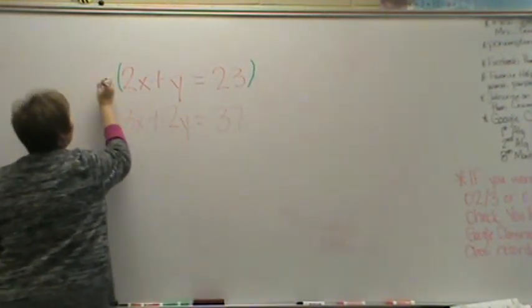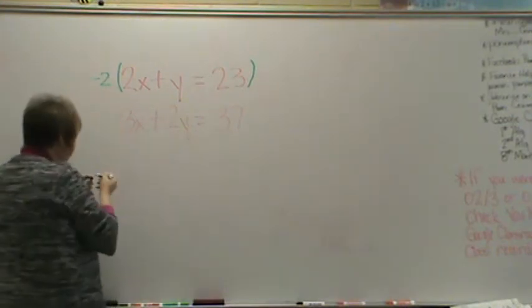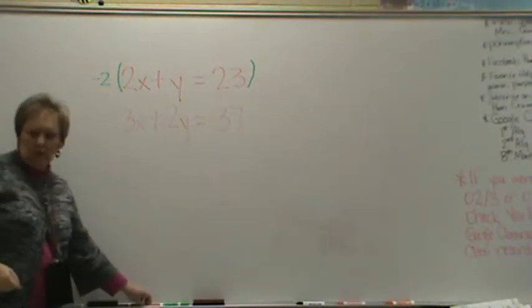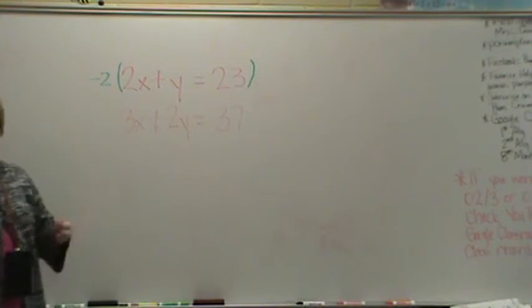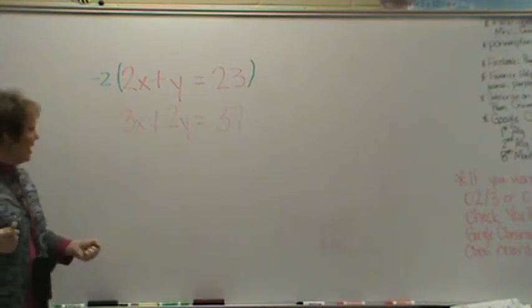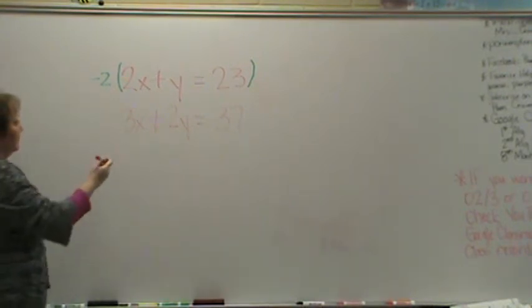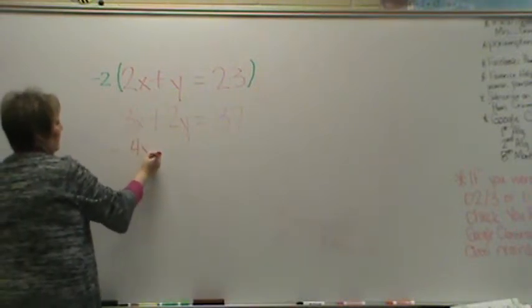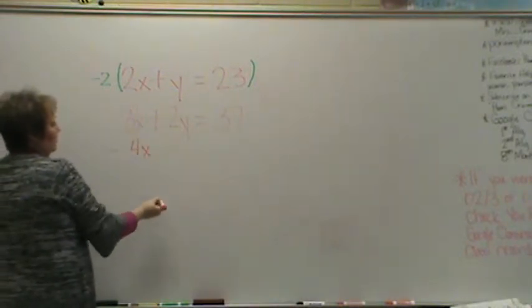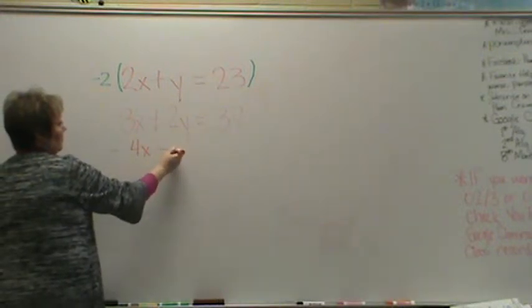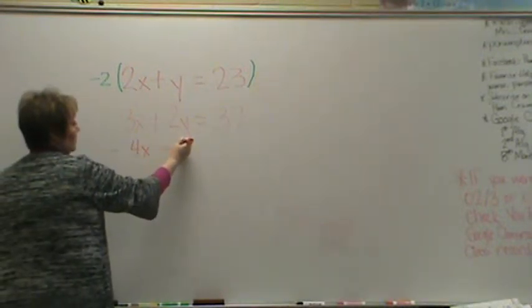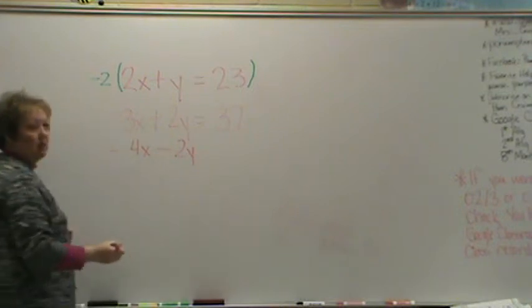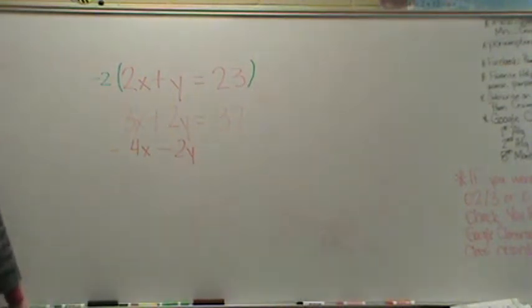Multiply the whole entire equation by -2. Okay, what do I get? Distributive property to everything. What do I get? Negative 2 times 2x is negative 4x. Negative 2y. Wait, why am I multiplying by -2?